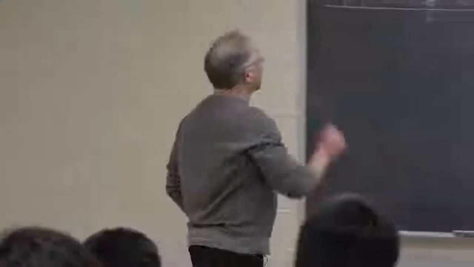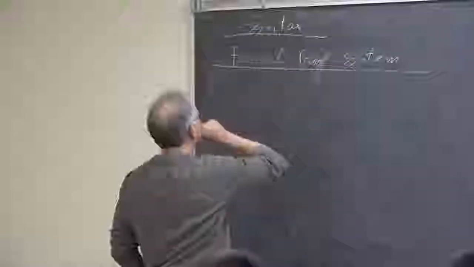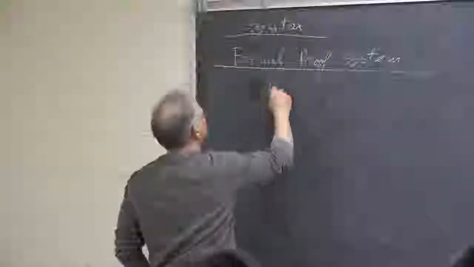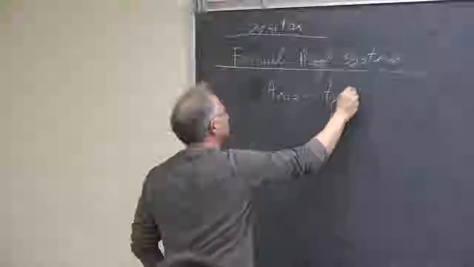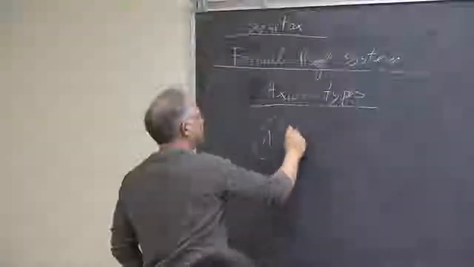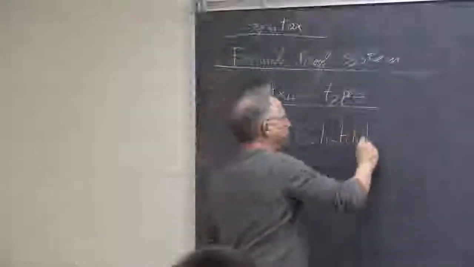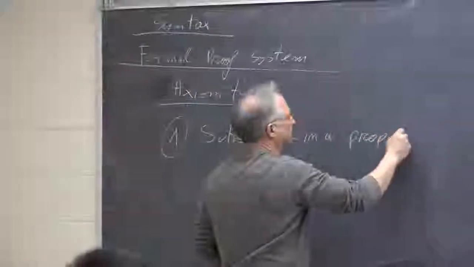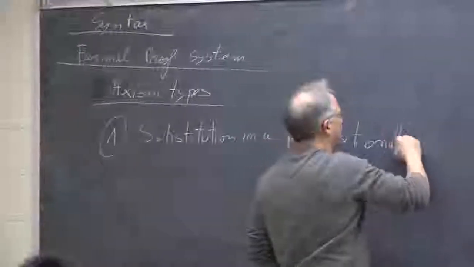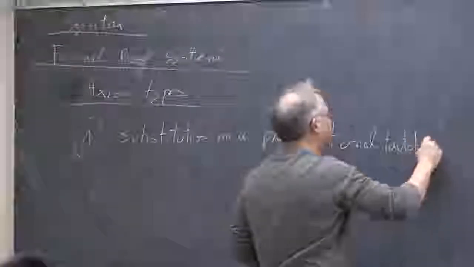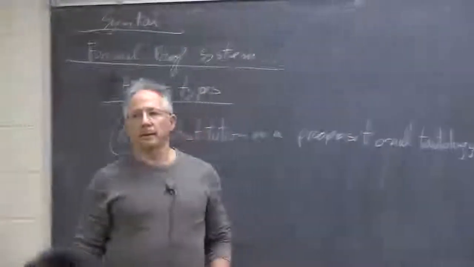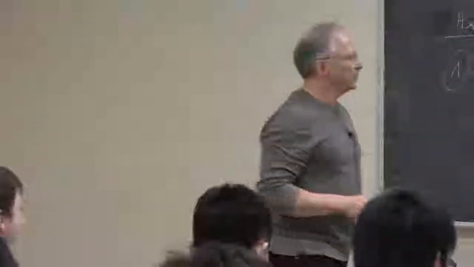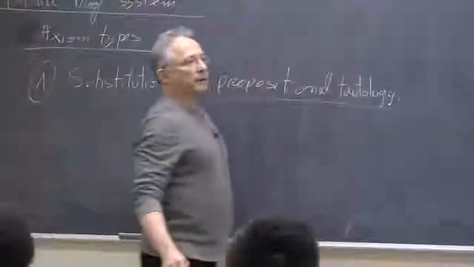as an inductive set. So the set of axioms is the closure. So here are axiom types. And we said that the first one was substitution in a propositional tautology. And the point here was that we have to distinguish between propositional tautology and first order logical truth.